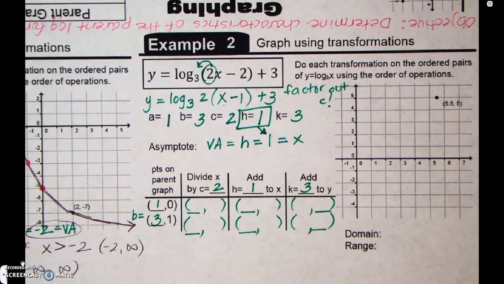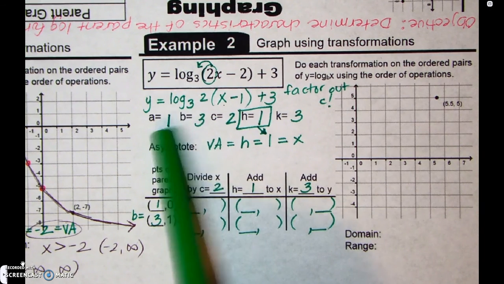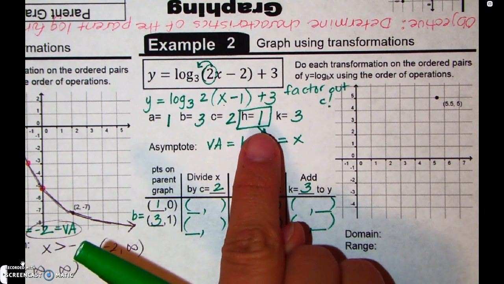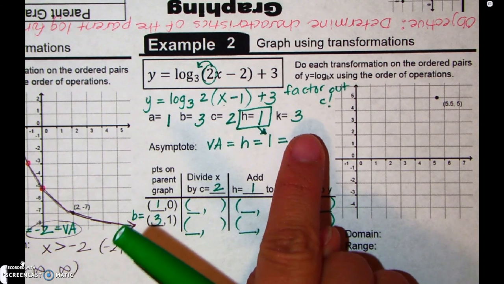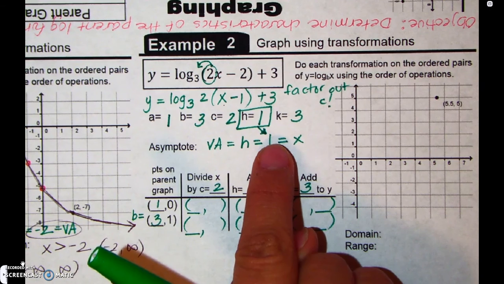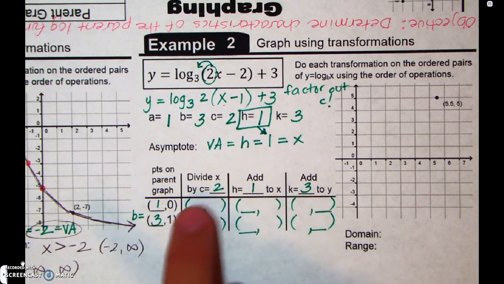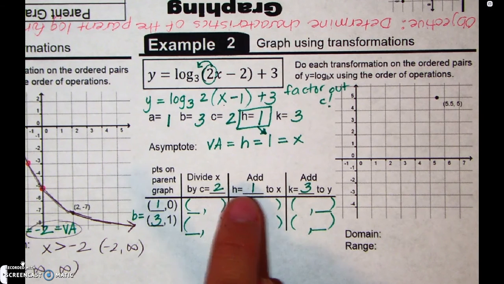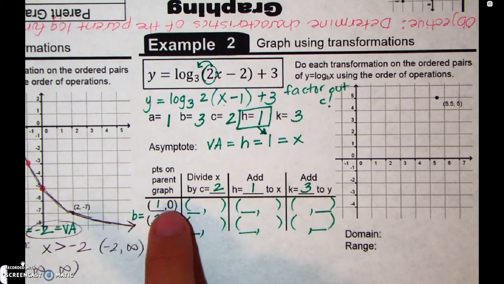Let's check how you did. The a value should be 1, the base is 3, your c is 2, your h value is a +1, and k is 3. We know that our vertical asymptote comes from h, and in this case is 1. You're going to fill in the values. C is equal to 2, h is equal to 1, and k is equal to 3. We always start with 1, 0, and in this case our base is 3, 1.